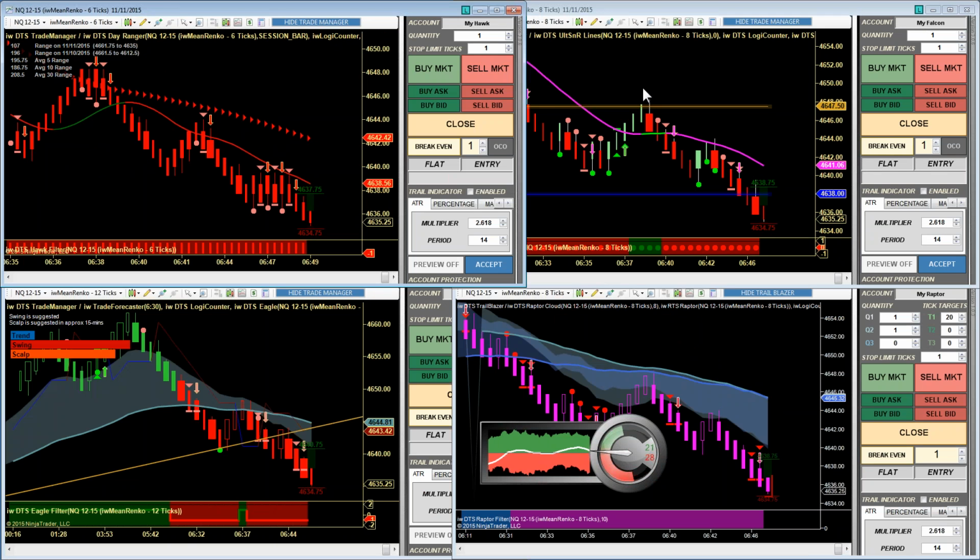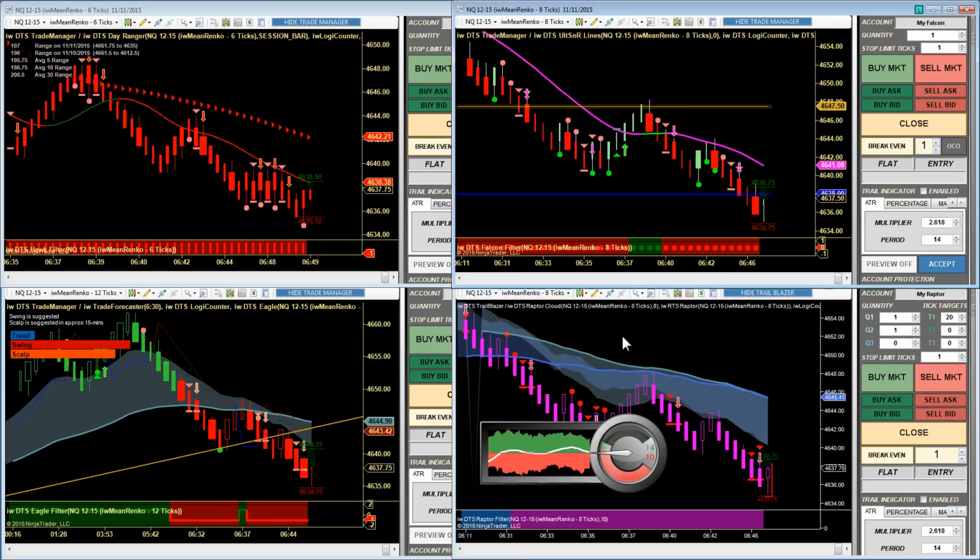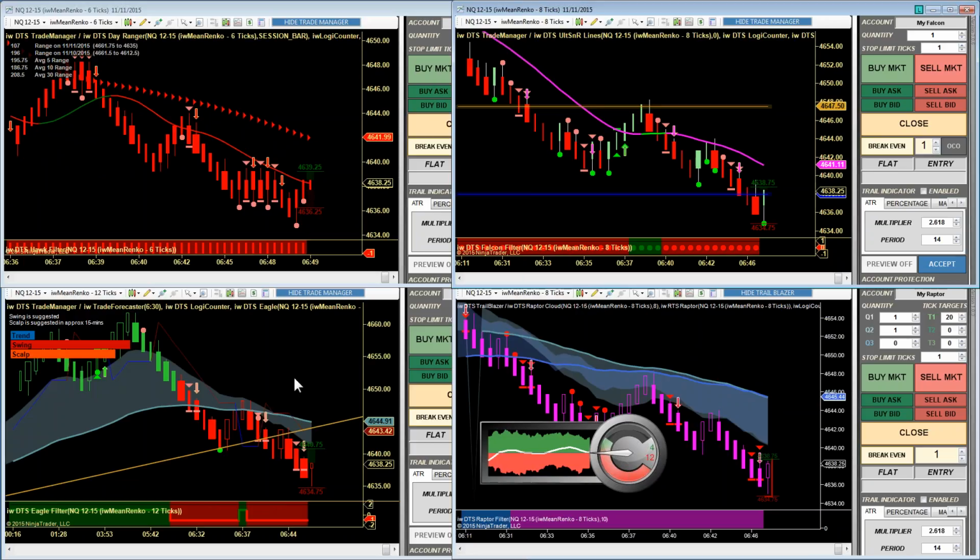We have high probability targets for our other tools. Our Falcon Swing Trader, the high probability target is $100, as is the high probability target for the Raptor, and the high probability target for the Eagle is $200. But you have to remember these tools have been programmed to find those types of situations. So I would say go for a $50 target.